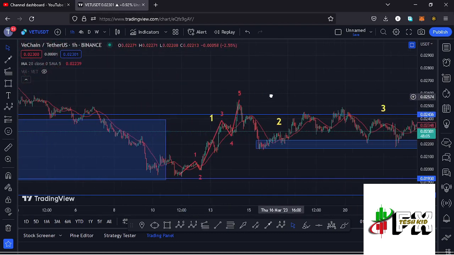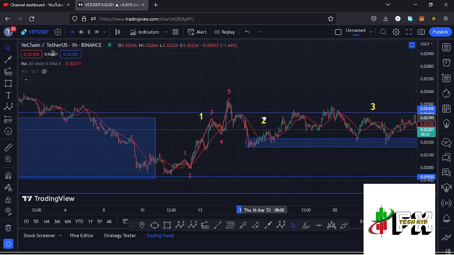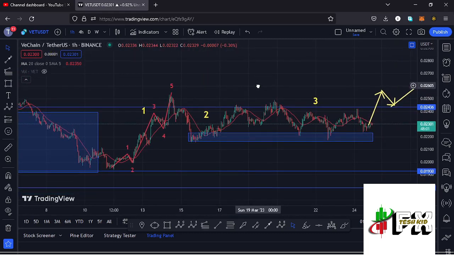And after seeing the high for that wave 1, we started a corrective structure in the formation of this wave 2, which I still believe is what we are seeing at the moment in this sideways movement that we are seeing at the moment.